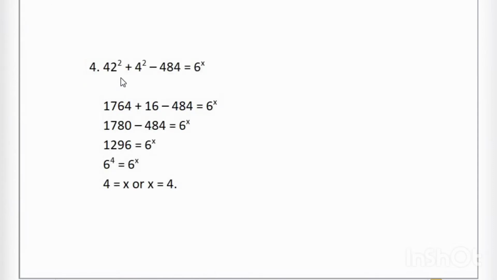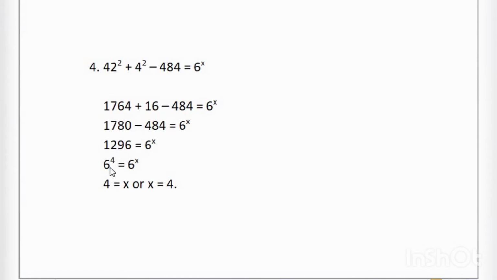Next question, 42 square plus 4 square minus 484 equals 6 raised to x. Here 42 square, we know, is 1764, plus 4 square is 16, minus 484 equals 6 raised to x. Here also we can apply the BODMAS rule, because you do addition first and then subtraction. So 1764 plus 16 gives 1780, minus 484 equals 6 raised to x. On subtracting these two numbers you will get 1296, which equals 6 raised to x.